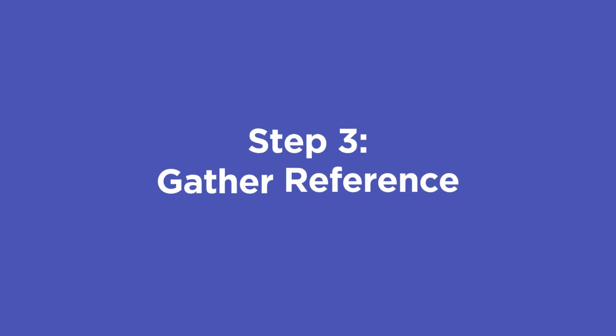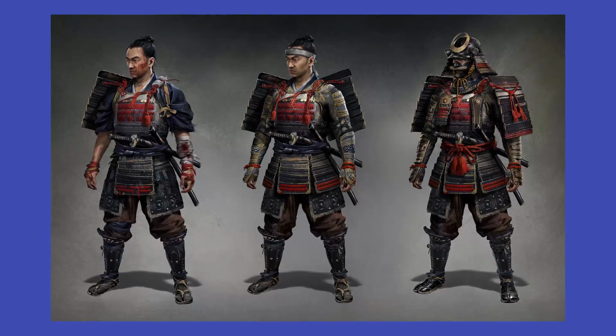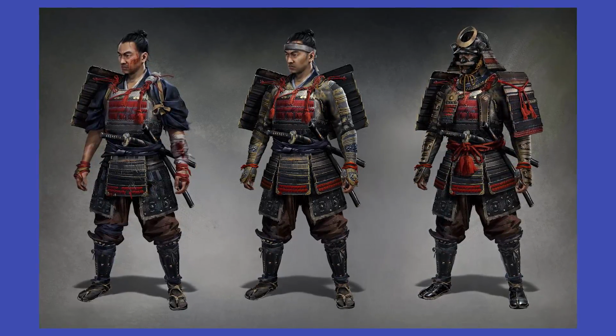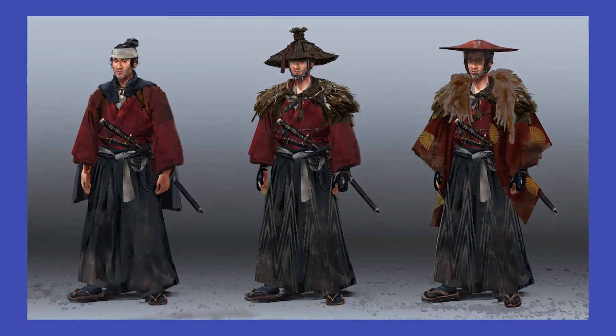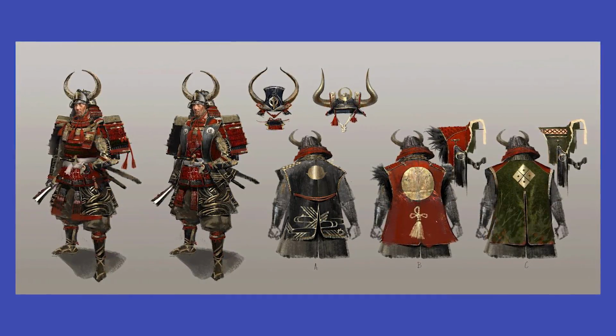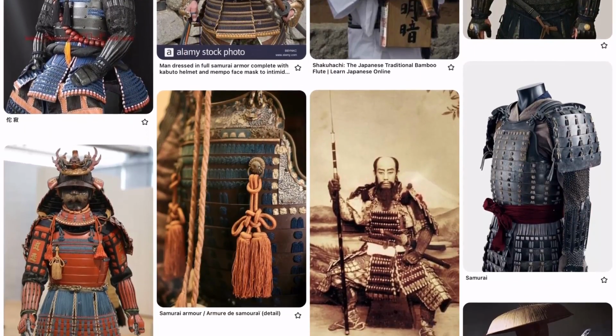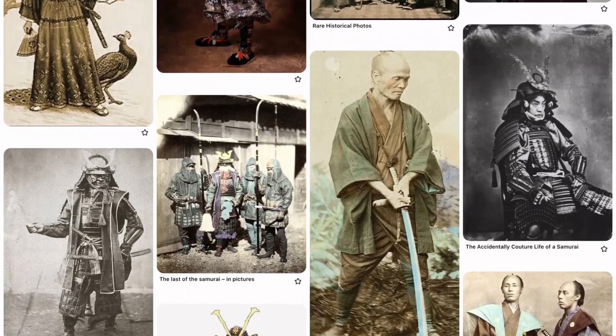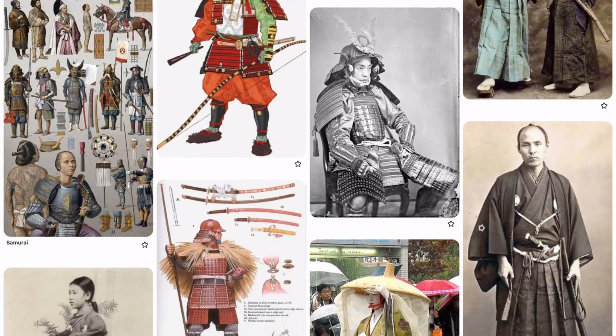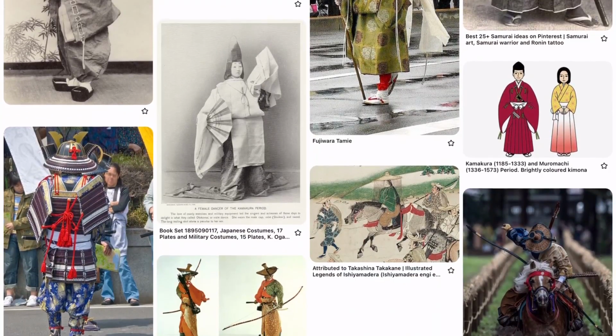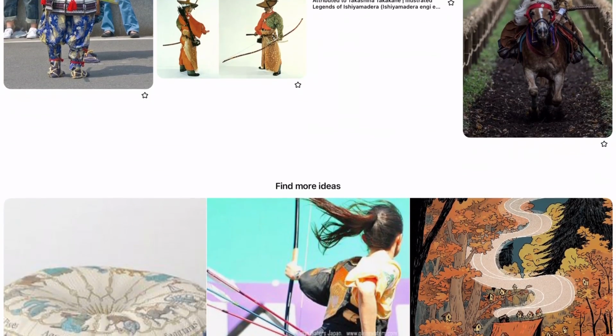Number 3, research and gather reference. Reference is an artist's best friend. Especially if you're designing a character from another culture or place or time, you're going to want to spend a little bit of extra time gathering and researching those places or time periods before you start the design process. Start a new Pinterest board and start gathering any photos, illustrations, color palettes, textiles, or really any other image that is inspiring to you and reminds you of your character.